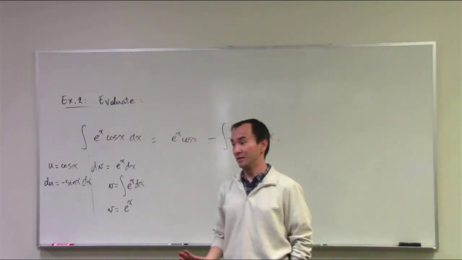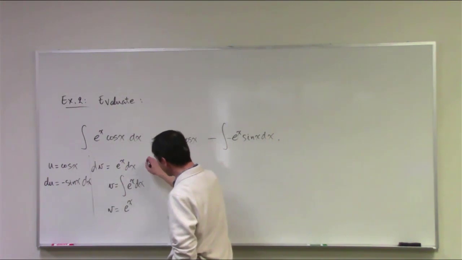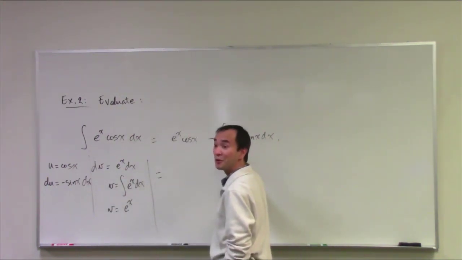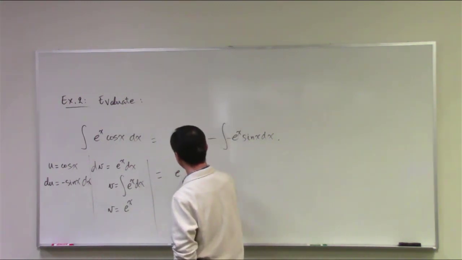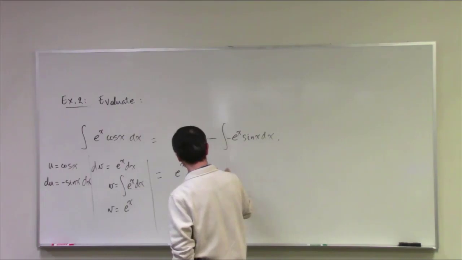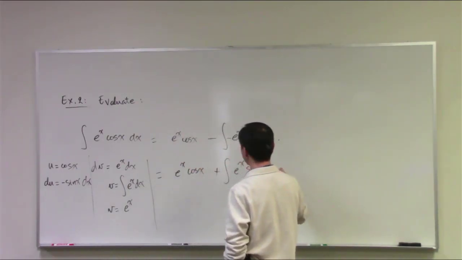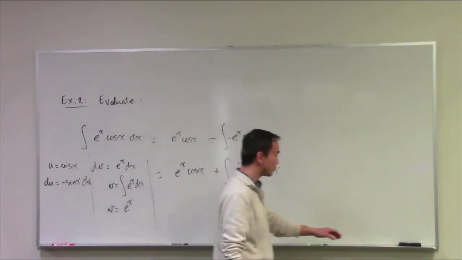Look good? So we have seen a situation similar to this. We're likely going to need another level of integration by parts. But let's just rewrite it: e to the x cosine of x, plus the integral of e to the x sine of x. Are we good? Okay. And now I'm going to erase the work right here.